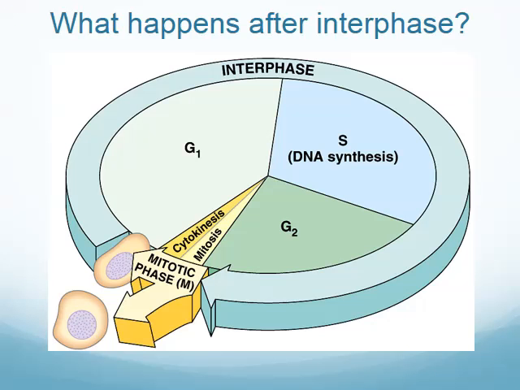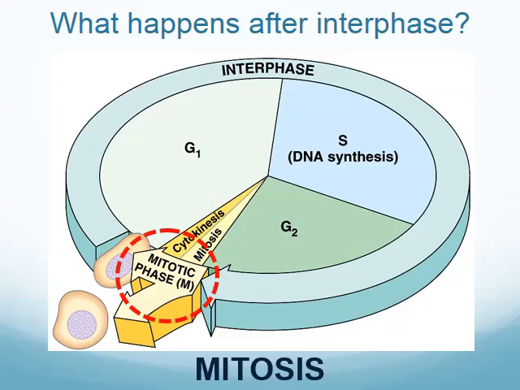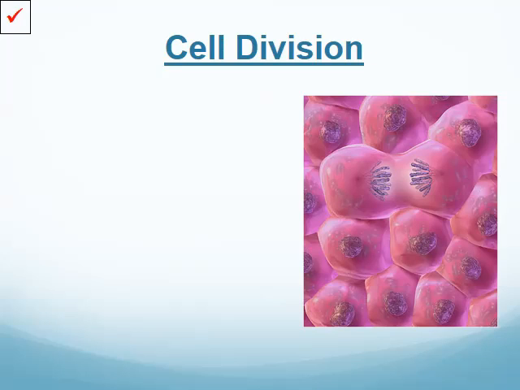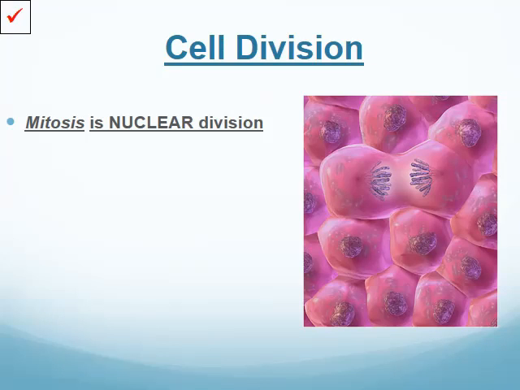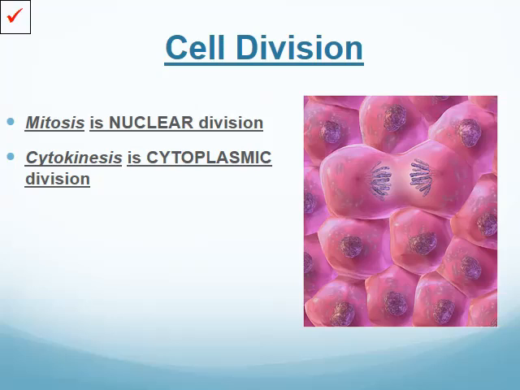So the big question here is what happens after interphase? What happens during that other 10% of the cell's life cycle? That's what we call mitosis. So cell division. Mitosis, if you remember, is what we call nuclear division. Cytokinesis is cytoplasmic division. So we're going to call both of these together the process of mitosis.